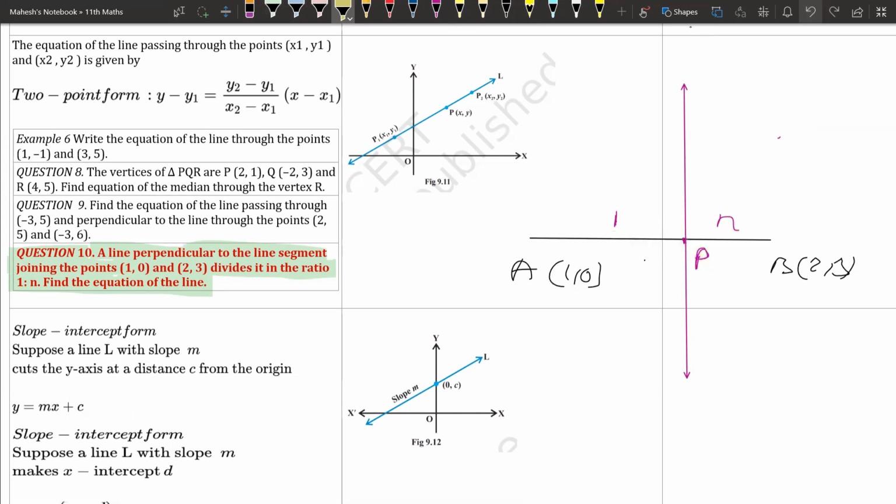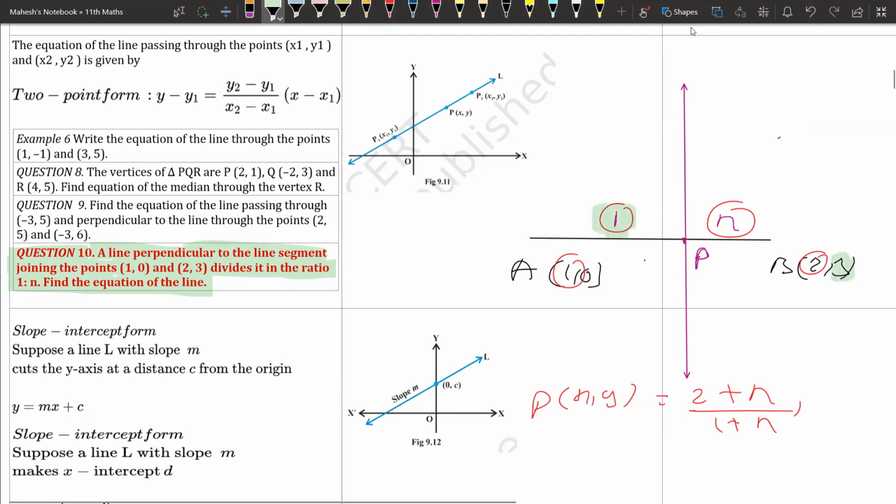So first, using the section formula, I'm obtaining the coordinates of point P. P(x, y, z) is equal to (m1 x2 plus m2 x1) over (m1 plus m2), or say 1 plus n. Similarly, its y coordinate can be obtained as m1 y2, which is 3 in this case, plus m2 y1, which is 0, and then over m1 plus m2.